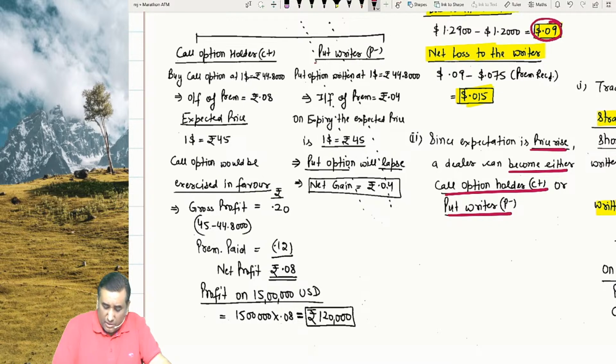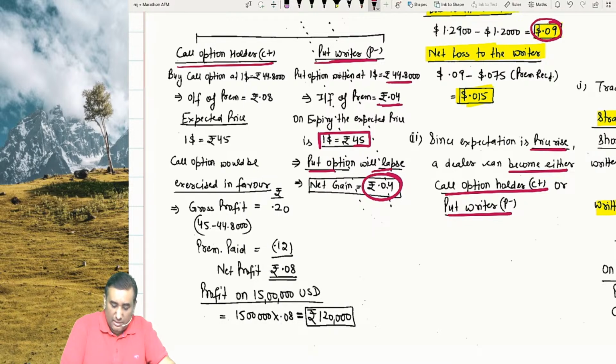I have become a put writer, but I have cut them. I have not shown it, and maybe I'll not show it in the exam. Show only once. Put written at 44.8 in expiry. The price becomes 45. Option will lapse. Net gain is 0.04.